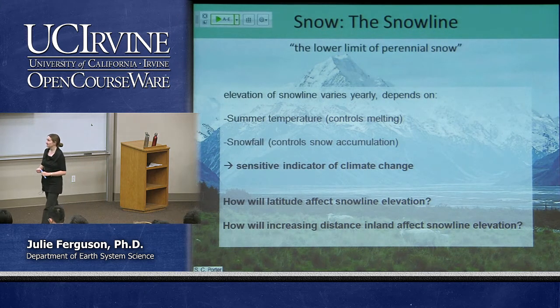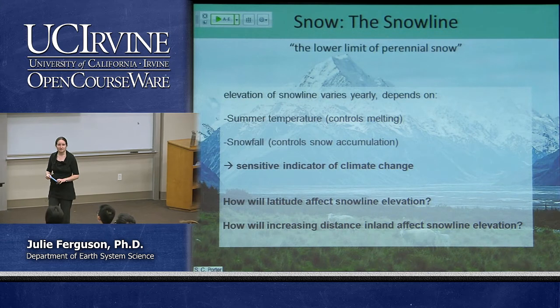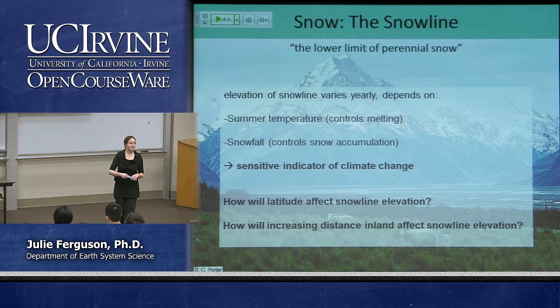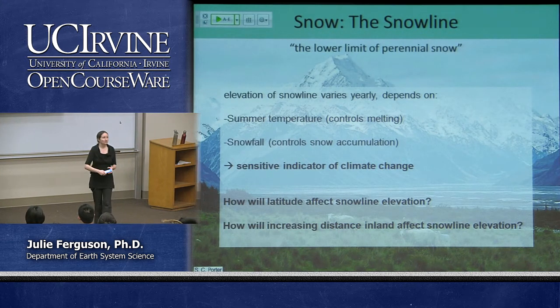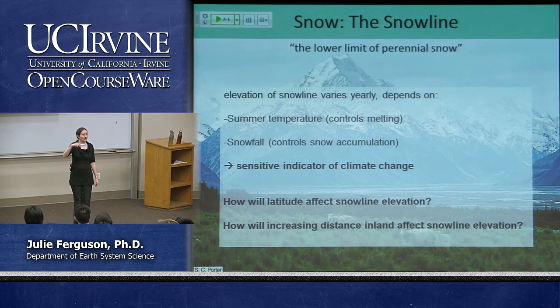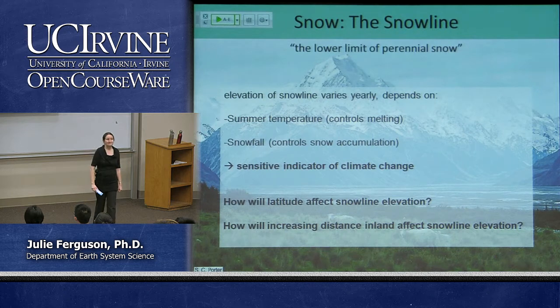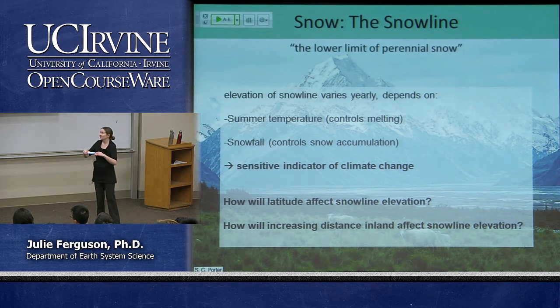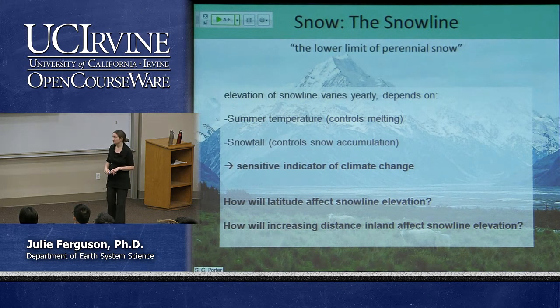So what do you think latitude will do to my snow lines? If we go from our latitude, maybe like 30 degrees north or so, up towards the pole, do you think our snow lines are going to get higher, or lower? Lower. Why? Because it's colder, absolutely. As we go towards the poles, temperatures are colder, and so snow can exist further and further down our mountains throughout the summer.